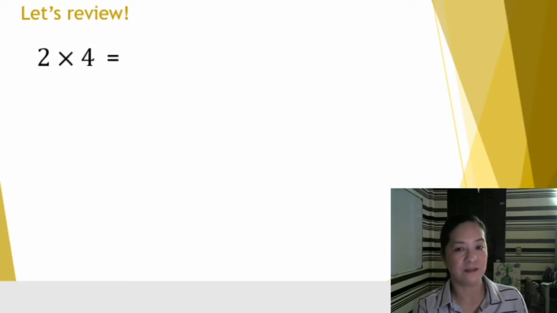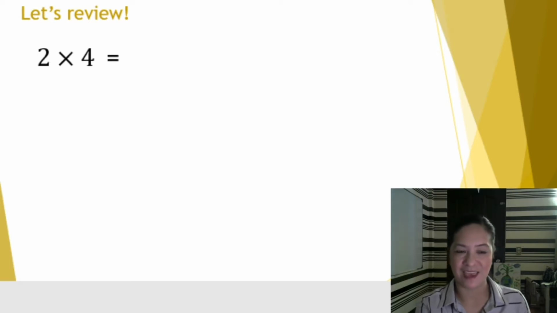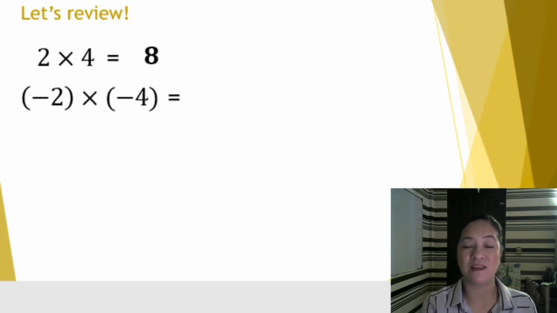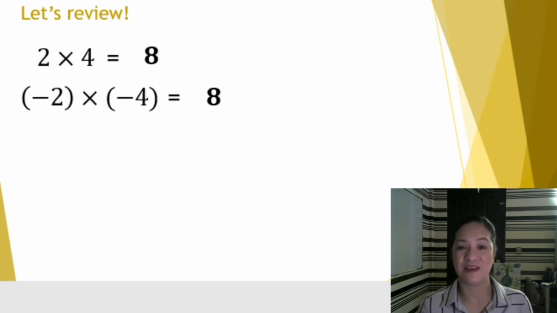Okay, 2 times 4? Yes, correct. That's 8. What about if you have negative 2 times negative 4? That is still equal to 8. Remember, when you are multiplying two integers having like signs, both positive or both negative, the answer is positive. Negative times negative is positive. Positive times positive is positive. Okay, another one.